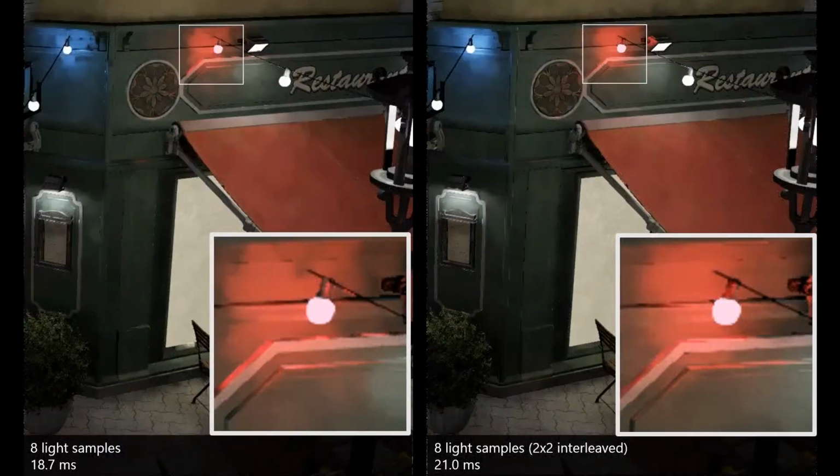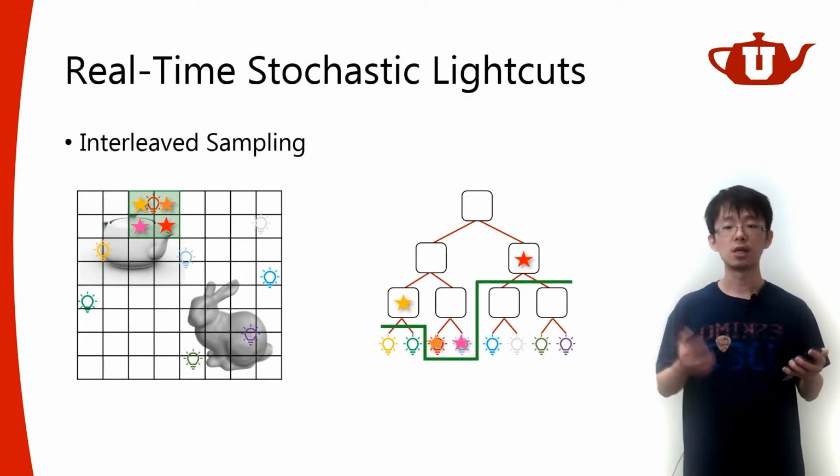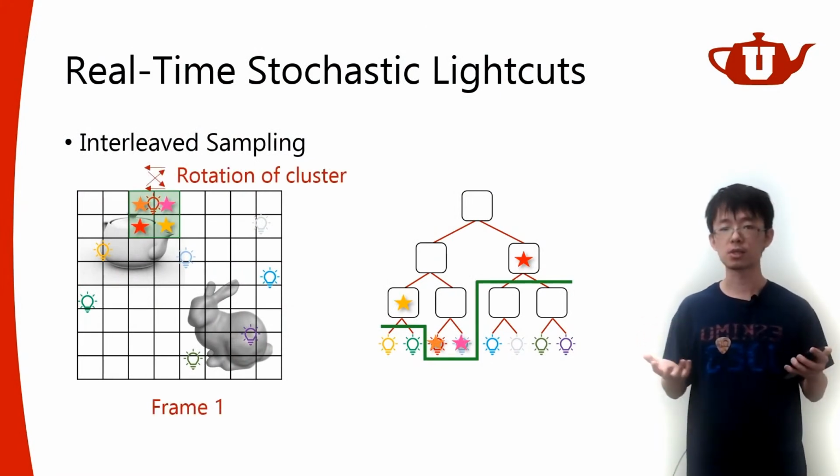Here's the image after filtering. An additional improvement we did is to rotate the light cluster assignment of pixels within a subblock, so that the same pixel does not get the same clusters every frame. This allows achieving better quality with spatial temporal filtering.